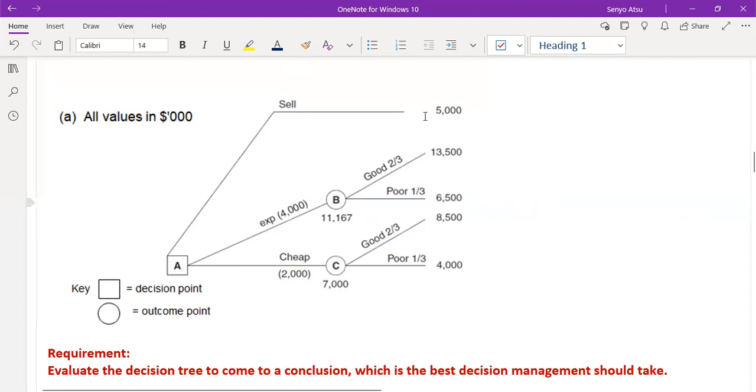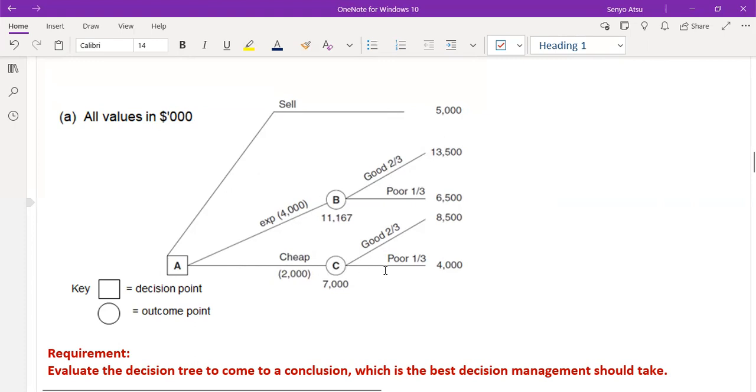Sell it off and get 5 million. Or do a more expensive refurbishment that will cost you 4,000. The second node represents outcomes of the decision. O for outcomes. So if you do expensive refurbishment, the outcomes are good result or poor result. The probabilities are written as fractions there. The numbers that come are given to you. If you do a cheaper refurbishment that costs you 2,000, the outcomes are this or that.